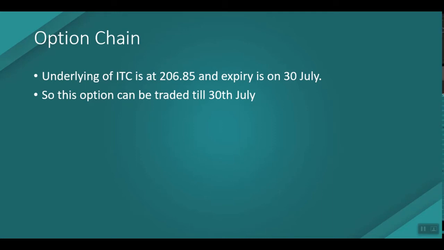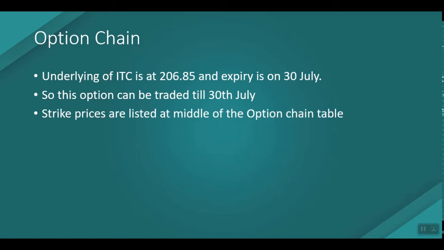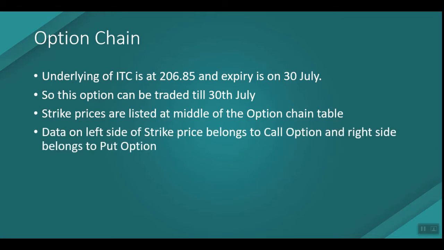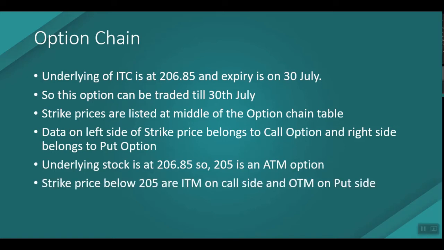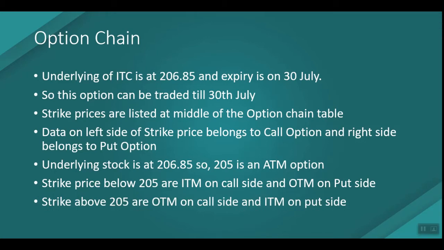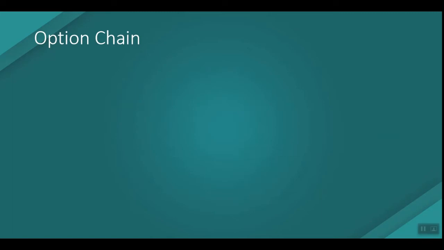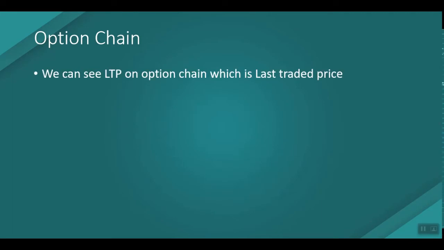Strike prices are listed in the middle of the option chain table, and data on the left side of the strike price belongs to call options and the right side belongs to put options. The underlying stock is at 206.85, so the 205 strike price is the at the money option. The strike prices below 205 are in the money on the call side and out of the money on the put side. The strike prices above 205 are out of the money on the call side and in the money on the put side. We can also see the LTP of the option chain, which is the last traded price.